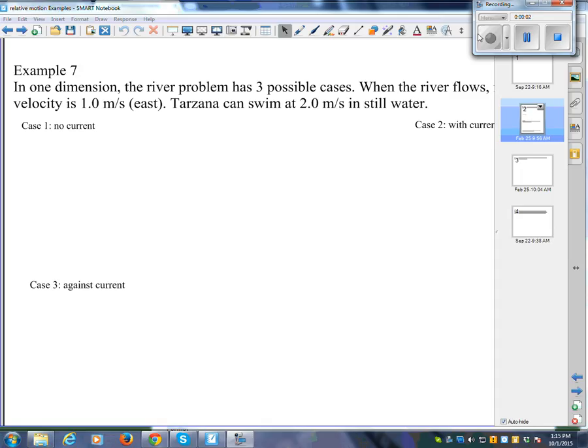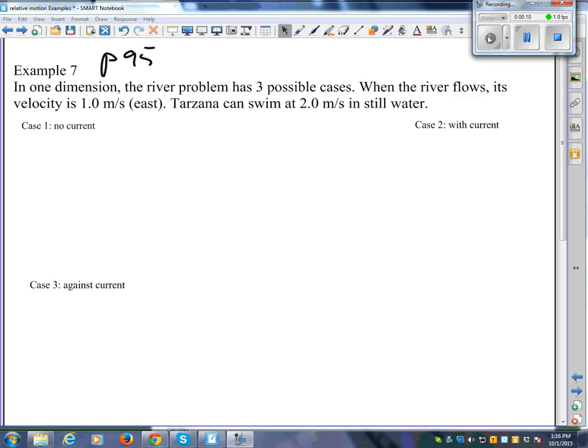Let's go to page 95 in your textbook. Page 95. So today we're going to look at relative velocities.